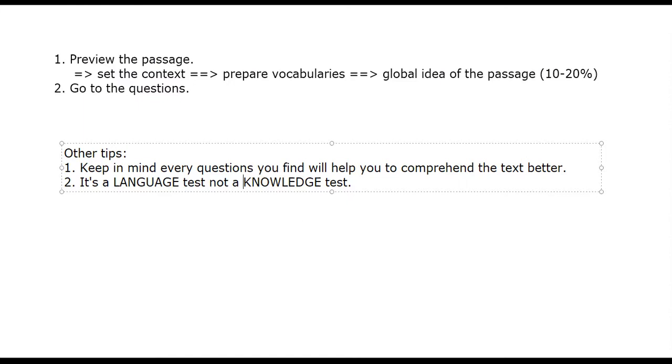Now let's practice these few tips and strategies that I give you here. Preview the passage first and then you go to the questions.